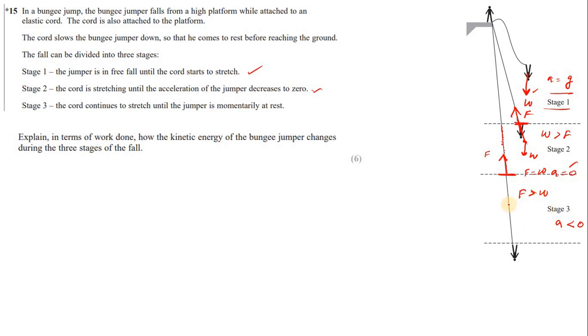So we have a resultant force now in the upward direction. So the jumper, instead of increasing speed, now experiences deceleration. So speed starts decreasing in stage 3 until at the end of stage 3, where the kinetic energy becomes 0. So that's how you can explain all the 3 stages.